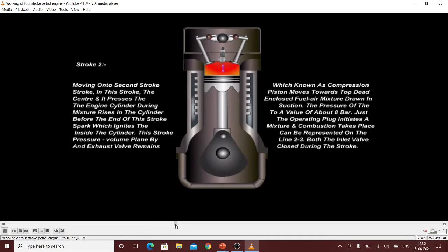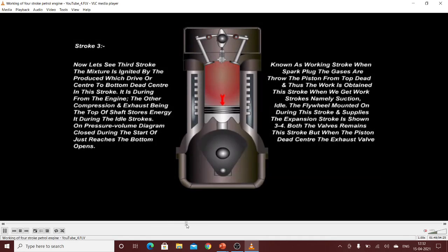Now in the third stroke, what is happening? When the piston reaches top dead center at the end of the second stroke, the spark plug ignites the spark. Due to the spark, the compressed air-fuel mixture is burned because its temperature is high, and due to the burning of fuel, power is produced, and due to that power the piston moves again from top dead center to bottom dead center.